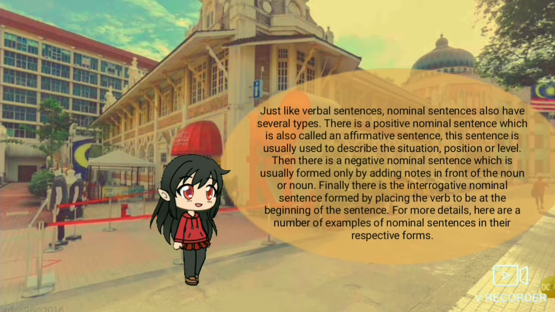Just like verbal sentences, nominal sentences also have several types. There is a positive nominal sentence, which is also called an affirmative sentence. This sentence is usually used to describe the situation, position or level. Then there is a negative nominal sentence, which is usually formed only by adding not in front of the noun. Finally, there is the interrogative nominal sentence formed by placing the verb to be at the beginning of the sentence. For more details, here are a number of examples of nominal sentences in their respective forms.